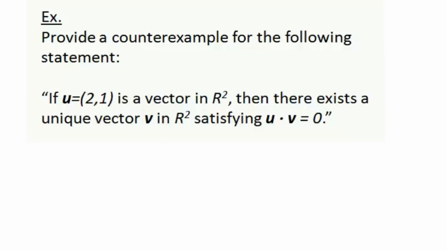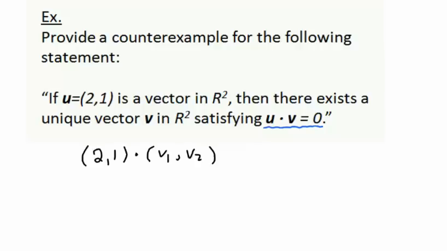In our first example, we'd like to find a counterexample for the following statement. If U, which is the vector containing the components 2, 1, is in R2, then there exists a unique vector V in R2 satisfying U dot product with V is equal to 0. First, I'm going to look at the property that our object has, and that is that U dot V is equal to 0. To form a counterexample, we'd like to find two objects that both satisfy this property.